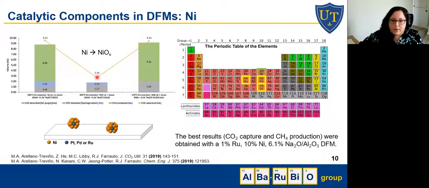So what was proposed is making alloys of nickel with other noble metals such as platinum, palladium, or ruthenium, in this other paper. By only adding 1% of the noble metal, they were able to reduce the reduction temperature to around 320 degrees C, which is much more convenient, making the catalyst more stable and able to be used at lower temperatures.